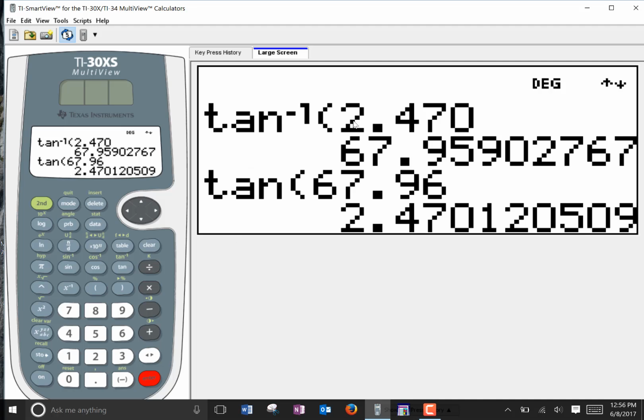So what this is doing is it's giving you the trig function, and you are hitting the inverse key to give you the angle that it came from. So this is the angle that it comes from.